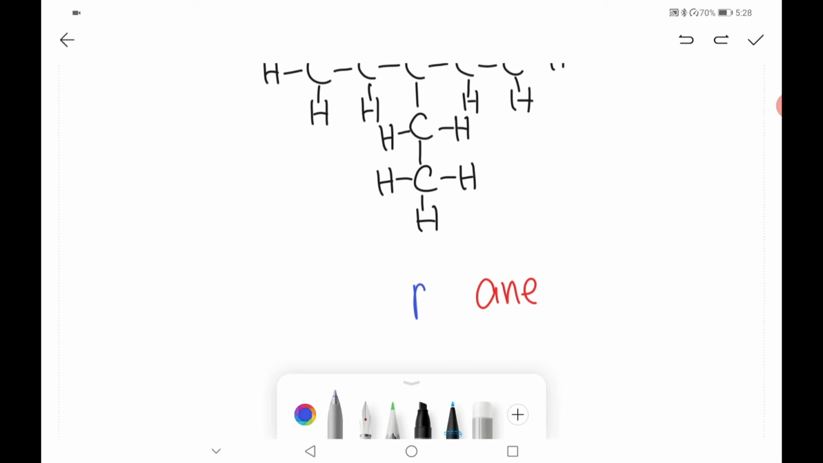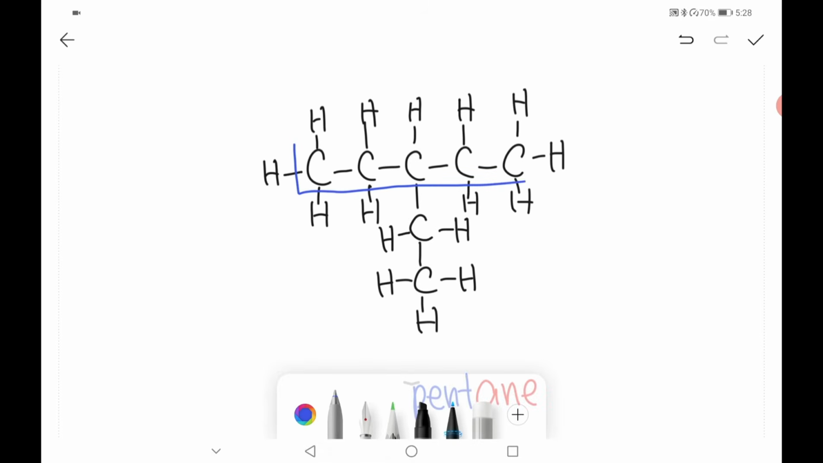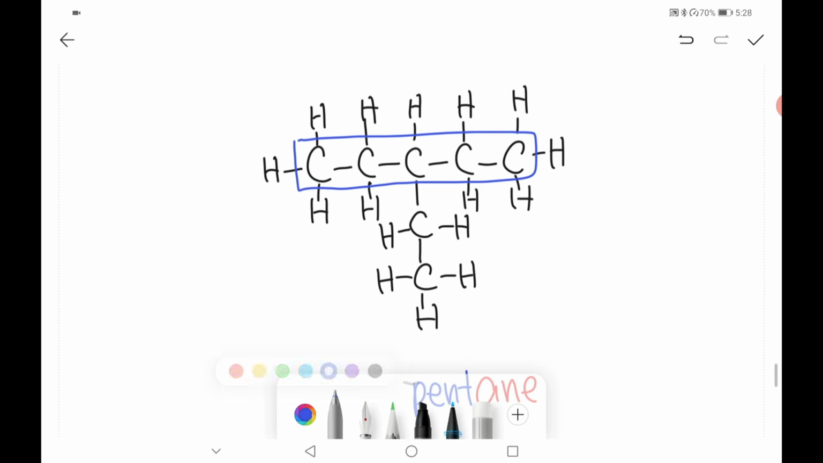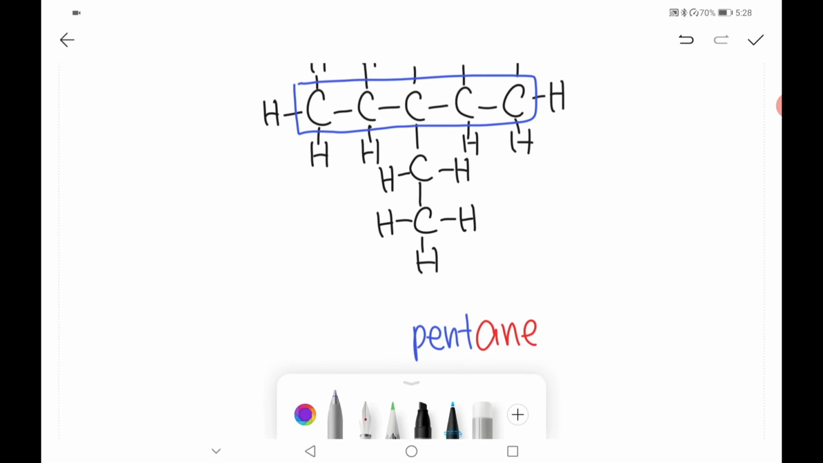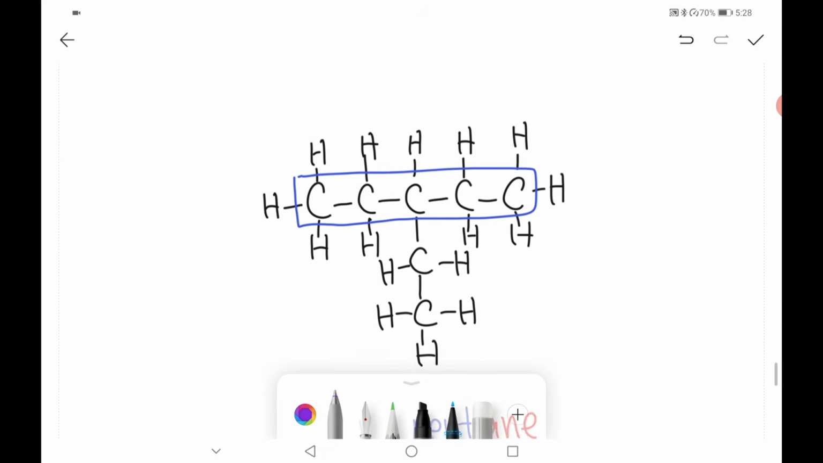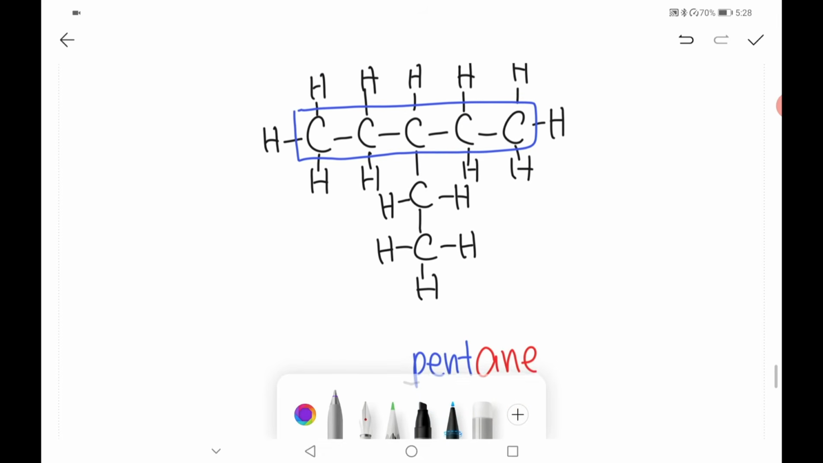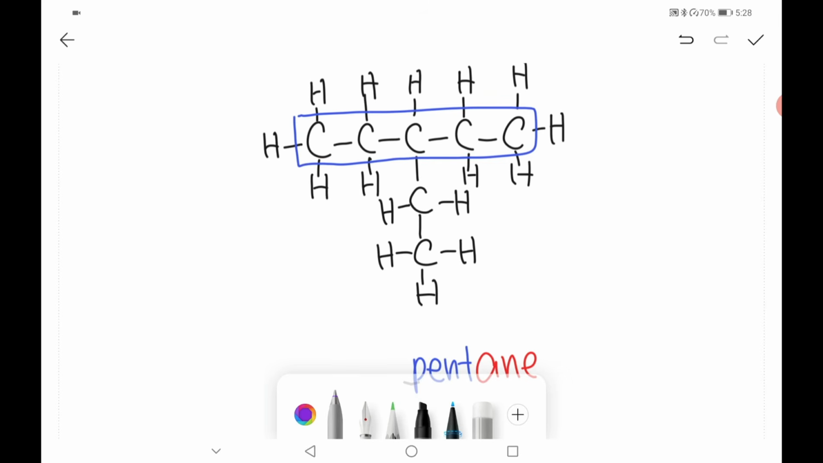So 5 carbon is called pen, so we have a name called pentane. Let's say I use this one as the longest and continuous carbon. After we name the longest backbone, now we need to find the branch. Anything not inside the backbone is branch. So these 2 carbon are not inside the backbone, so these 2 carbon are branch, and this branch is made of carbon.